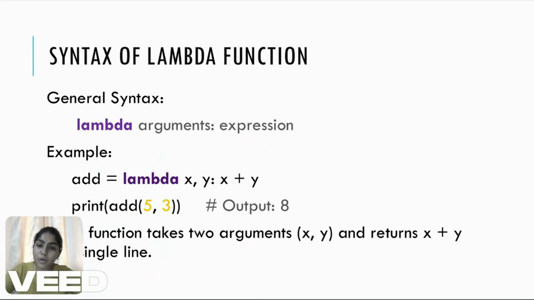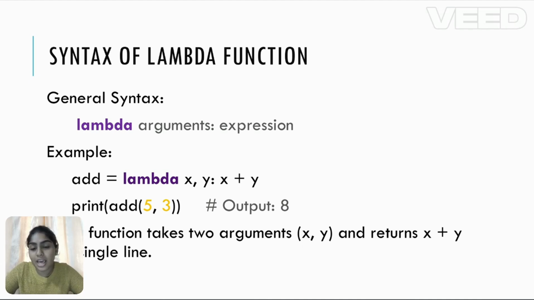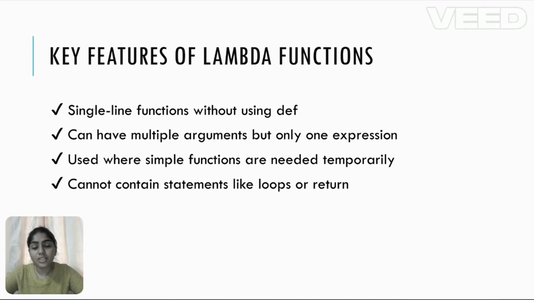Here is an example of a lambda function. See how compact this is. There is no need for the def keyword, and it's just a single line using lambda. So here x and y are the arguments and x plus y is the expression. If we are adding 5 plus 3, then the output is 8. Now just take a look at these key features of lambda functions.